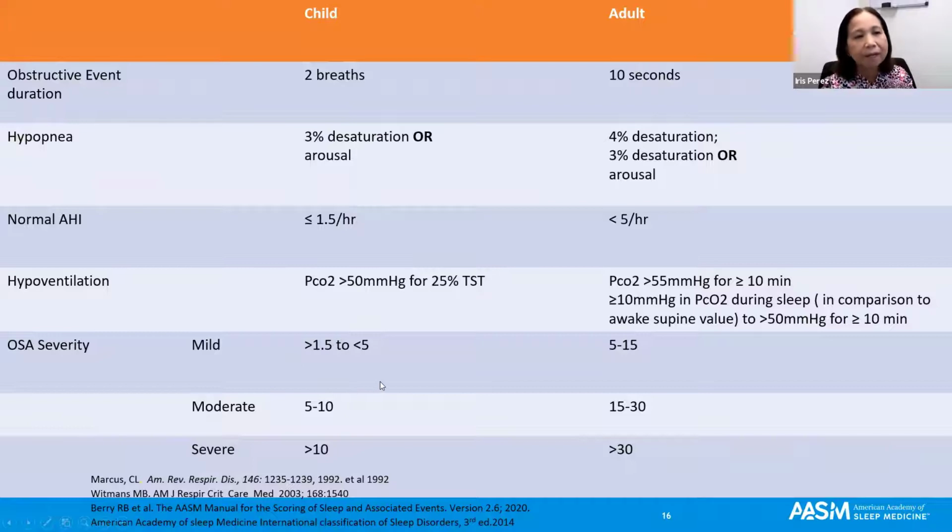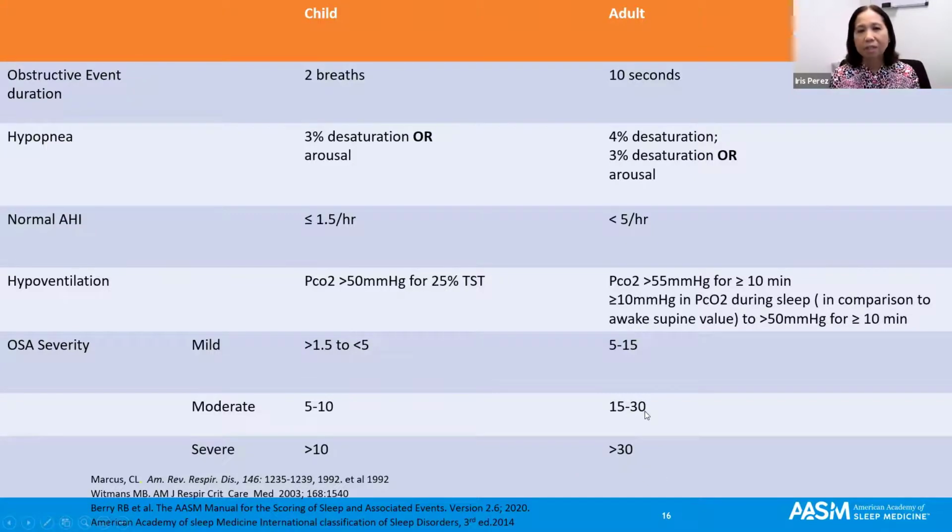So comparing the severity of OSA in children and adults, mild is 1.5 to 5, moderate is 5 to 10, severe is greater than 10. There are some labs that use 2 as their abnormal, but remember the AASM says greater than 1 is considered abnormal. In adults, the severity of the OSA is classified as mild is 5 to 15, moderate is 15 to 30, and severe is greater than 30.